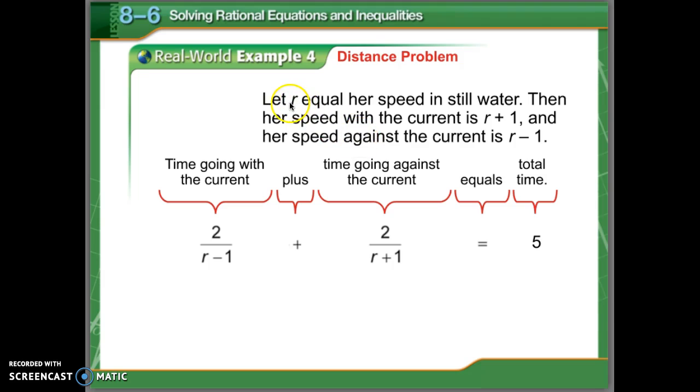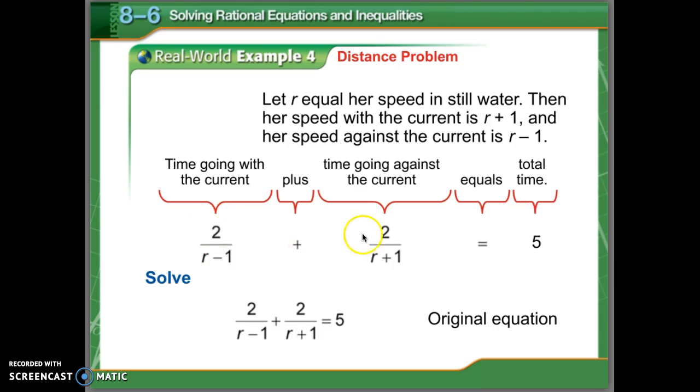So we're going to apply the information from the problem into this formula on the next screen. We're going to call r whatever her speed would be in still water. So if she's going with the current, and the current was 1 mile per hour, that would be r plus 1. And her speed against the current would be r minus 1. Her time with the current would be 2 over r minus 1, because that's distance over rate, and we know the distance was 2 miles. And her time against the current would be 2 over r plus 1, and we need to add those two trips together to get the total time. So basically we have this equation right here that we're going to need to solve.